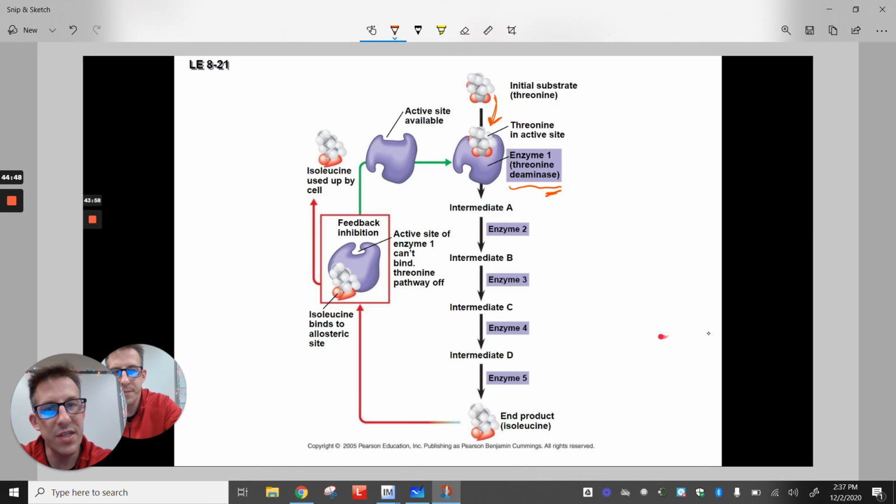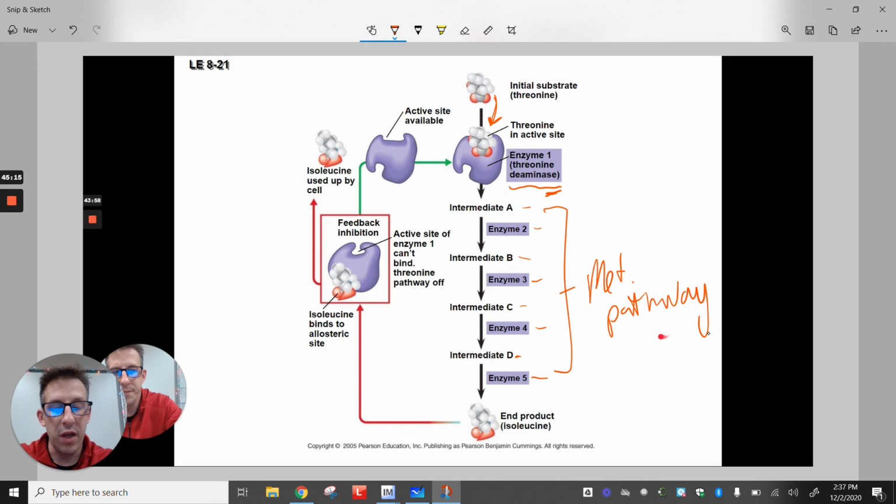Whatever happens here, you're going to get this intermediate, and then another enzyme activates, and you get another product which interacts with another enzyme, which interacts with another one. This is what we call a metabolic pathway. There are 4 different chemical reactions that happen after the very first one. By the time we get done with all of these chemical reactions in this particular metabolic pathway, we end up with the end product called isoleucine. Isoleucine is an amino acid.